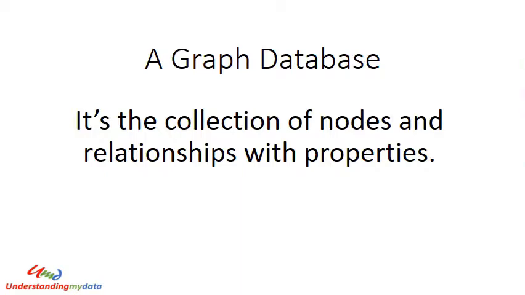What's the definition of a graph database? It's a collection of nodes and relationships with properties. For example, you have two entities, one Microsoft, the other LinkedIn. Microsoft has just recently acquired LinkedIn for over $20 billion. If you look at it very carefully, the nodes are the two entities, which are the companies, Microsoft and LinkedIn. And the relationship is that Microsoft has just acquired LinkedIn. The relationship there is "acquired."